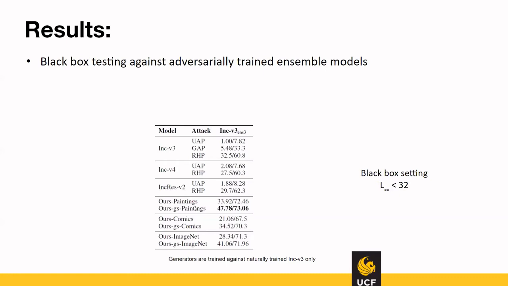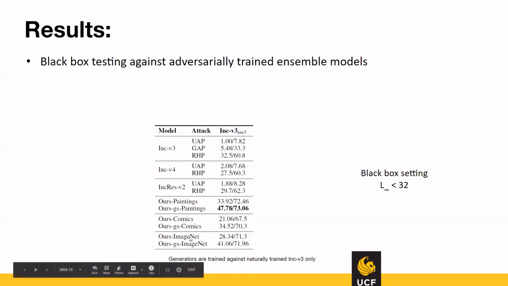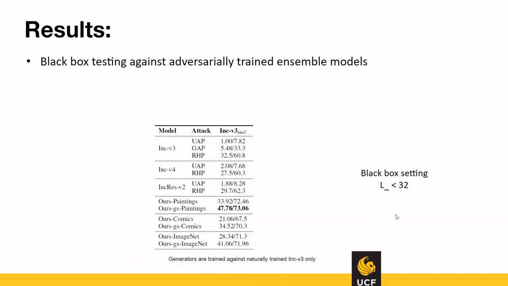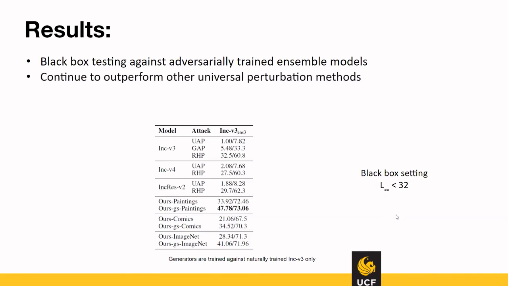Again, they use 3 different data sets to train their generator, specifically paintings, comics, and ImageNet. They're no longer using the X-ray data set because they found that it did not result in good performance. And their generators here are only trained against a naturally trained Inception V3 model. So that's why they only include one model for each of these data sets, because they do not vary the discriminator during training time. Here, the first thing to note is that their generative attack continues to outperform other universal perturbation methods, shown here.